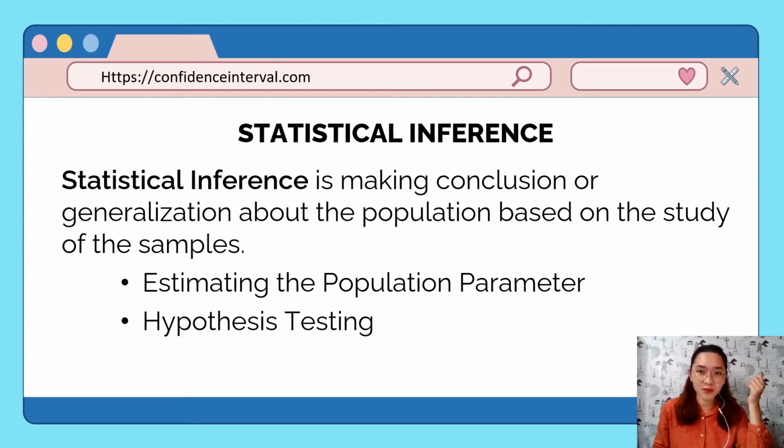So in statistics, this idea is called the statistical inference. Statistical inference is making conclusion or generalization about the population based on the study of the samples. So it is composed of estimating the population parameter and hypothesis testing. But in this lesson, we will focus on estimating the population parameter. Estimating the population parameter can be either a point estimation or the confidence or the interval estimations. And so let's see how do we estimate population parameter using a point estimation.